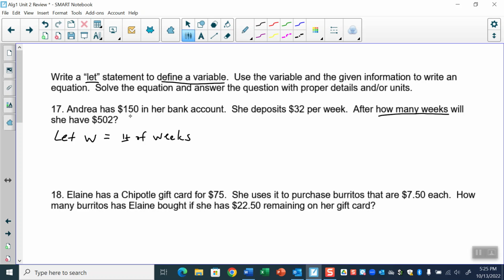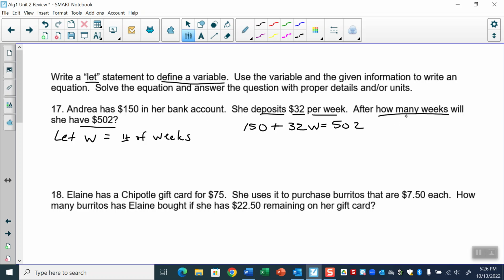So Andrea has $150 in her account, so $150 is there. Deposits means you're going to add how much? 32 per week. So 32 per week, times the number of weeks. Each week is going to be $32. And then she is going to have, finally, after all that, $502. So I'm going to say equals $502.